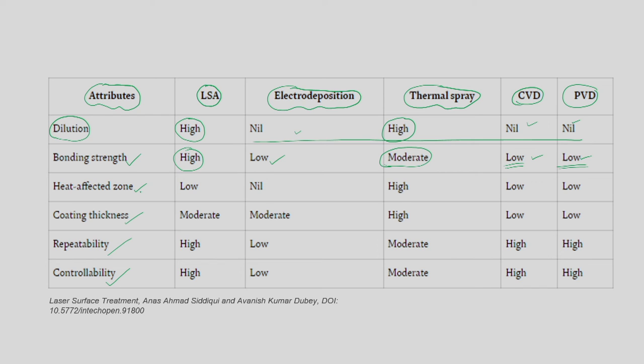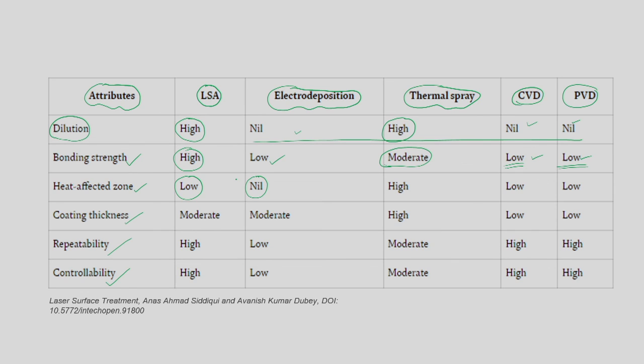The third one is the heat affected zone, and it is desired to have a low value of HAZ during the thermal energy based processes. So HAZ is found to be very low because of controlled irradiation of the laser beam energy for a very small area during its processing. So HAZ is low. The electrode deposition is providing nil heat affected zone because we are not using any heat during the electro deposition. As far as thermal spray coating, it is purely thermal based process. The HAZ is very high. For CVD and PVD, it is low.